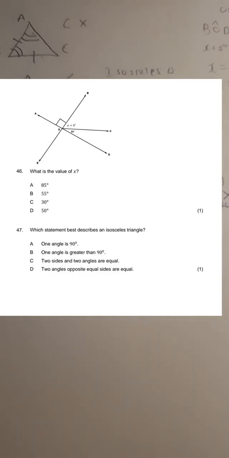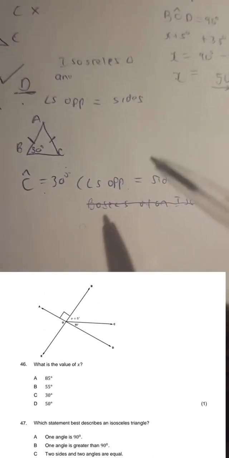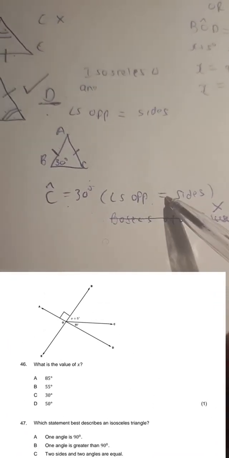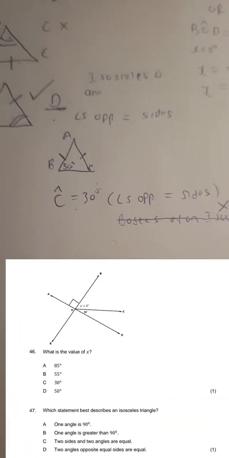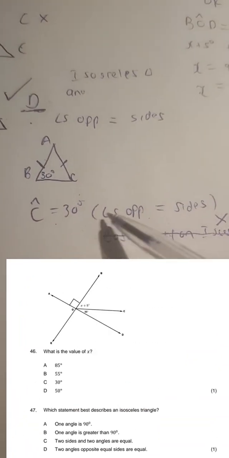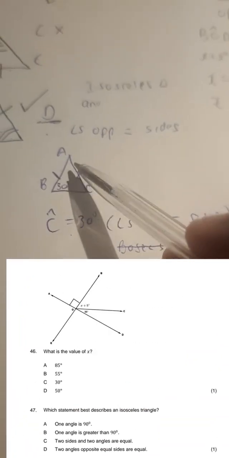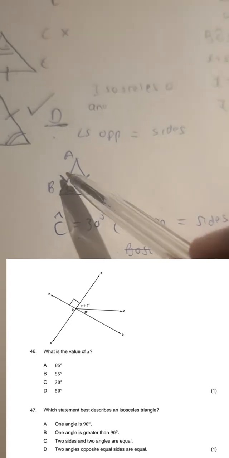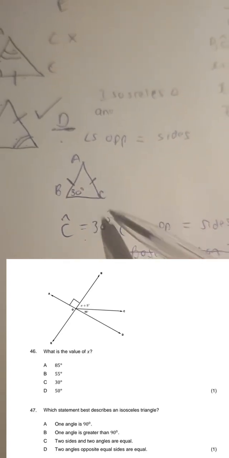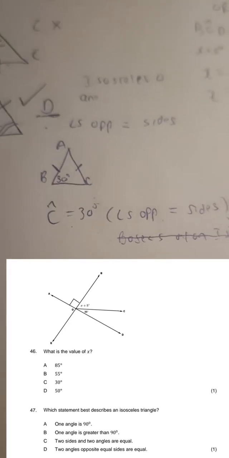So when I say to you, update your understanding to angles opposite equal sides, do you see even in this number 47 they said D is the best option? Two angles opposite equal sides are equal, so that one is appropriate. So for geometry purposes, whenever we are given a triangle and we conclude that angle C is 30 degrees based on the sides, we have to say angles opposite equal sides.